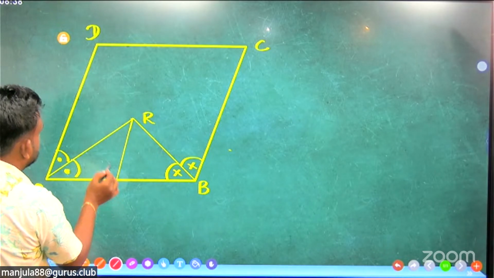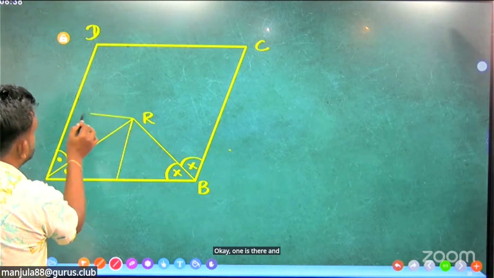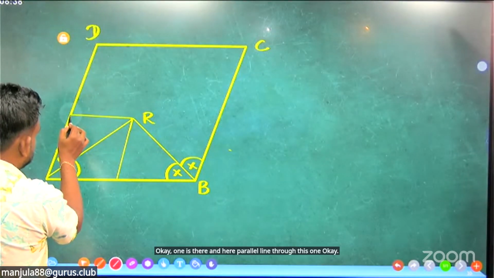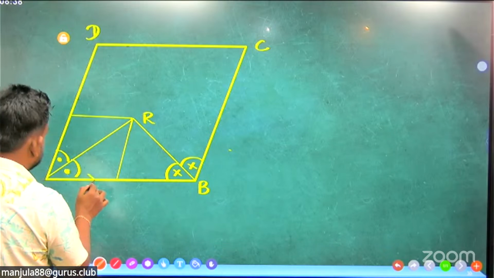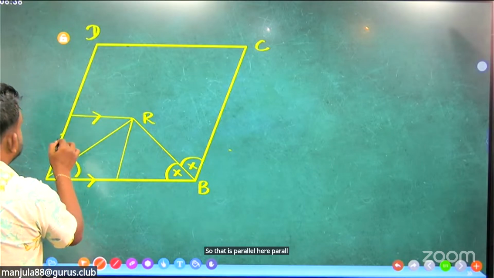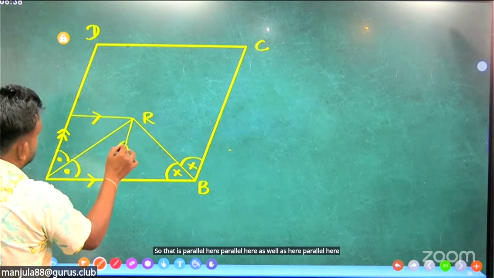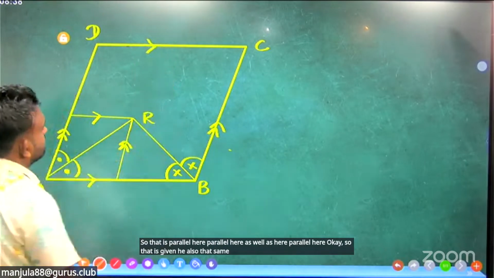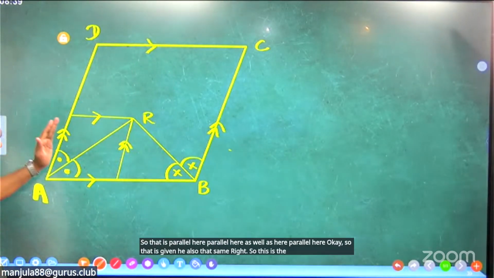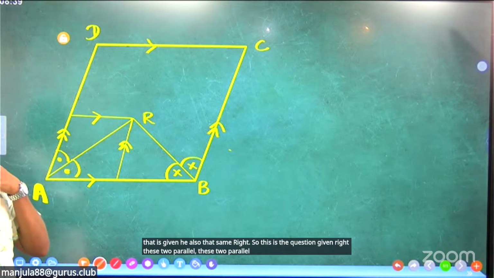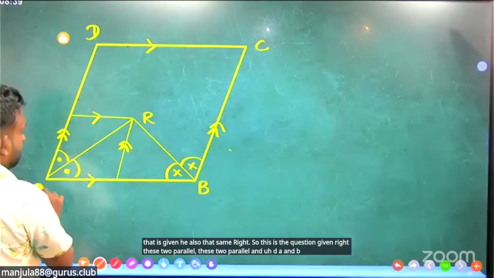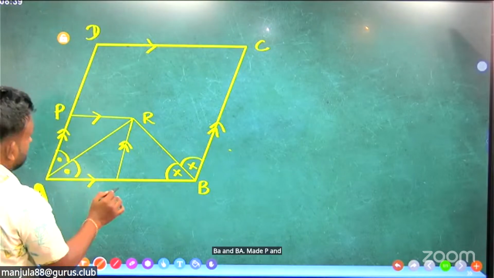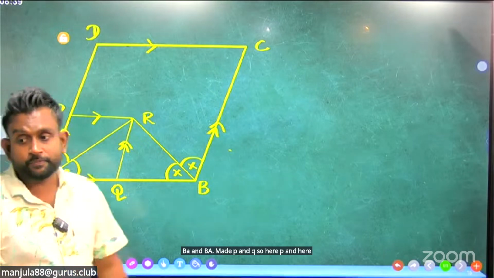Okay, one is there, and here a parallel line through this one. So that is parallel here, as well as here parallel here. That is given here also, that's the same. So this is the question given, right? These two are parallel, and DA and BA meet at P and Q. So here P and here Q. This is the diagram, right?